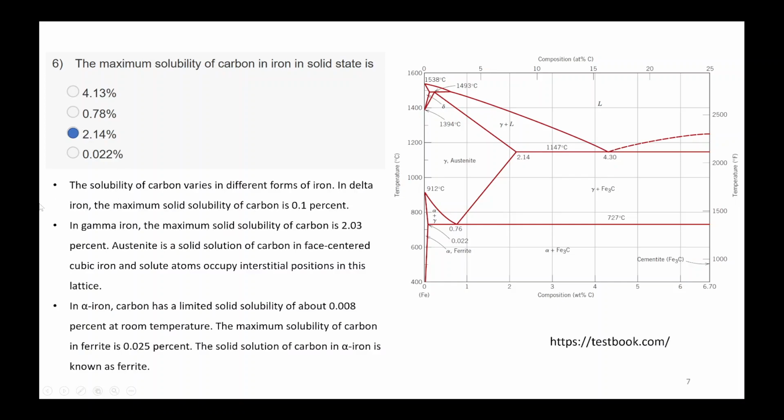The solubility of carbon varies in different forms of iron. In delta iron, the maximum solid solubility of carbon is 0.1%. Here it will be 0.1% at peritectic temperature. And in gamma iron, the maximum solid solubility of carbon is 2.03%.